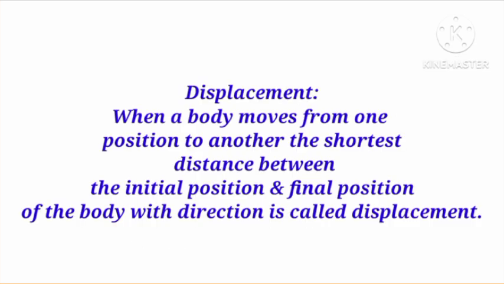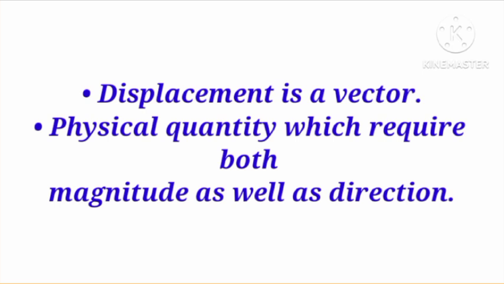Displacement. When a body moves from one position to another, the shortest distance between the initial position and final position of the body with direction is called displacement. Displacement is a vector. Vector means a physical quantity which requires both magnitude as well as direction. Just now we have learned that in distance there is no need of direction, while in displacement there is a need of direction.